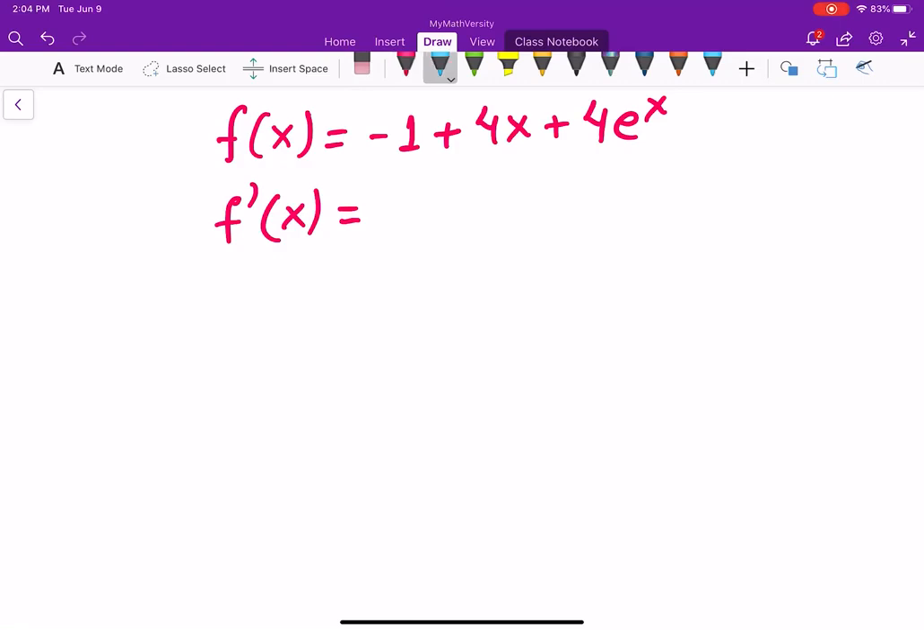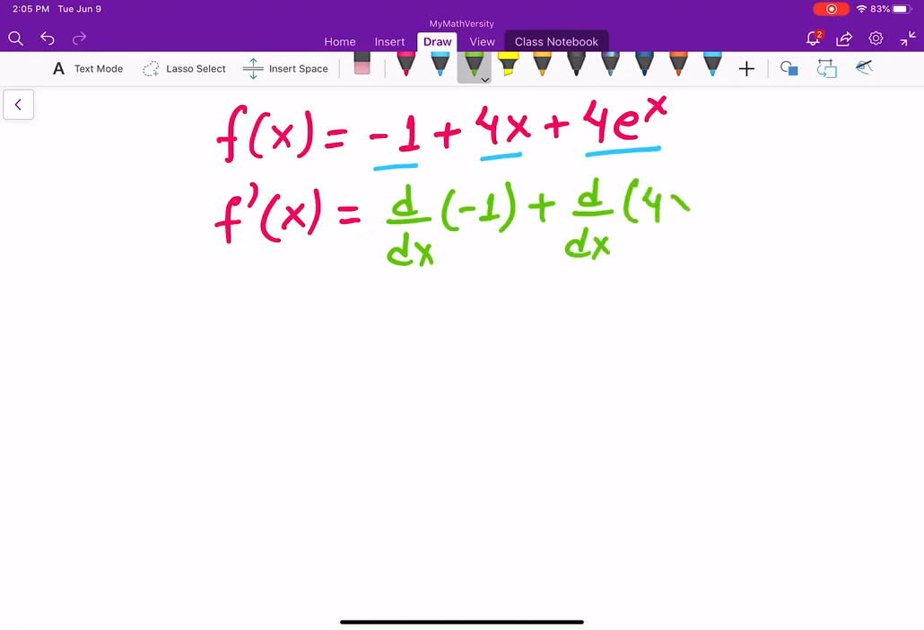As you know, this is a sum of three different functions. One is -1, another is 4x, another is 4 times e to the power x. Because of the sum rule, we can find the derivative term by term and then just add them together. So we find the derivative of -1 with respect to x, plus the derivative of 4x with respect to x, plus the derivative of 4 times e to the power x.